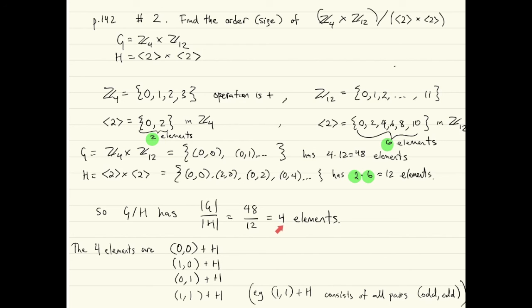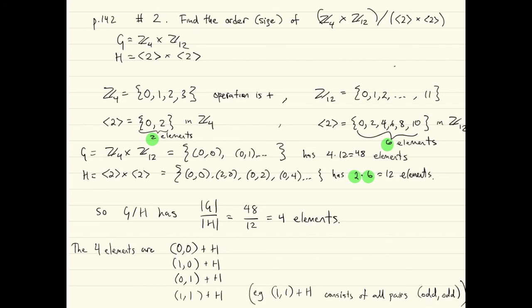So that's our answer to this question. Find the order or size of this group. It's 4. And you might be wondering, what are the 4 elements? Well, there's 0, 0 plus H. This is a coset. Remember, this group is the set of cosets of H. And so a coset of H is you're adding to H some element of the group G. And these are the 4 cosets.